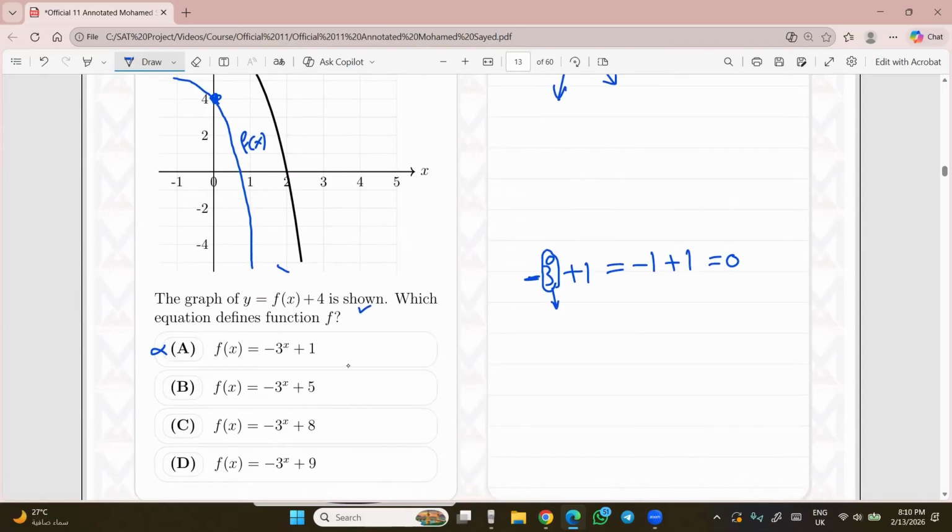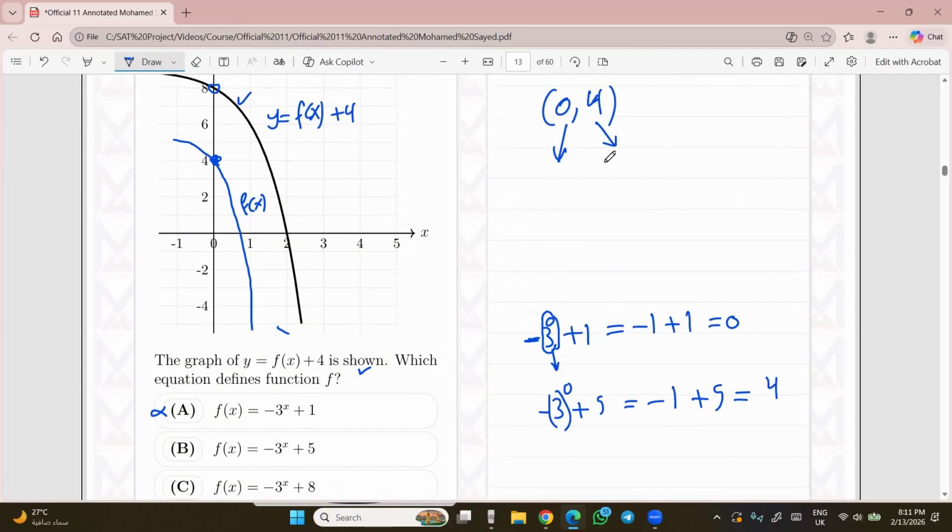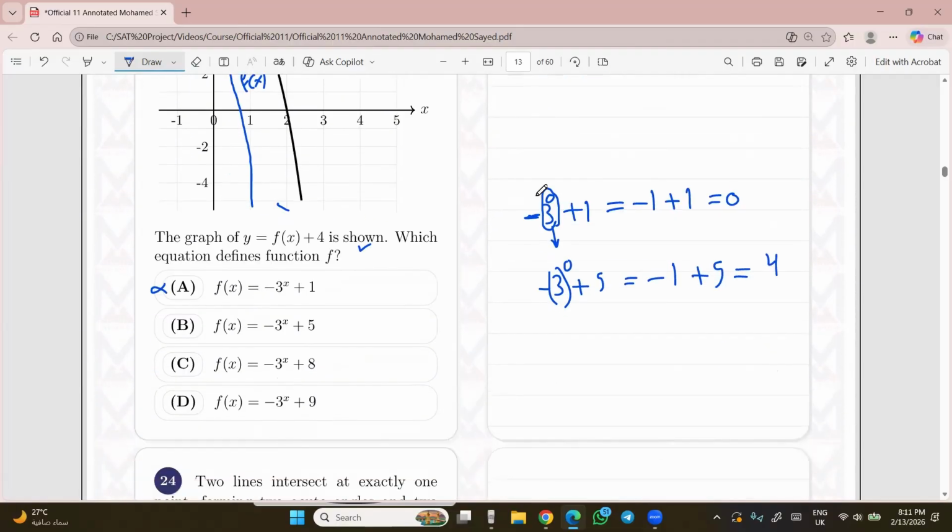B, negative 3 to the power of x, which is 0, plus 5. Negative stays negative because the 0 is not controlling both of them. It just controls the 3. Be careful, the 0 is on the 3 only, not on the parentheses. So keep the negative. 3 to the power of 0 is equal to 1, and then plus 5. Negative 1 plus 5 is 4, which is what we are looking for. So the answer is B for that.